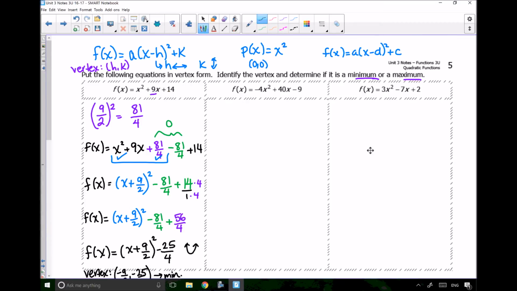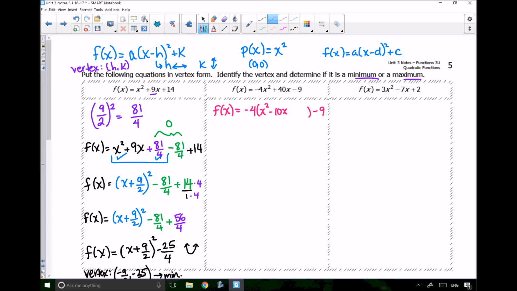Let's do the same thing with the next one. So I want to, first of all, make sure that my A value is equal to 1, so I need to factor out a negative 4. Remember, it's only factored out of the first two terms, the ax squared and the bx terms. So when I factor out a negative 4, I end up getting x squared minus 10x, and then I've got minus 9. And notice I'm leaving some space, right?